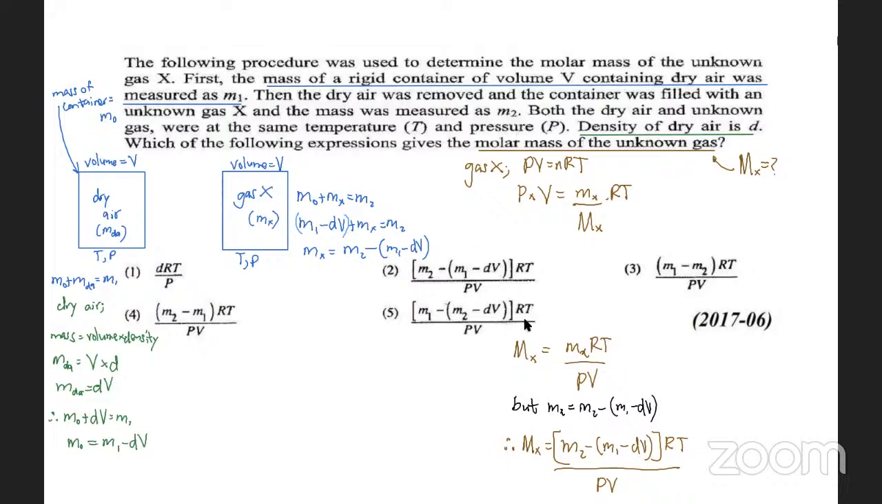It's definitely manageable. Fine. So what do you think is the best option? Best answer is m2 minus, so second one, no? Perfectly, the second one. Right. How many of you got the second answer after attempting this question?